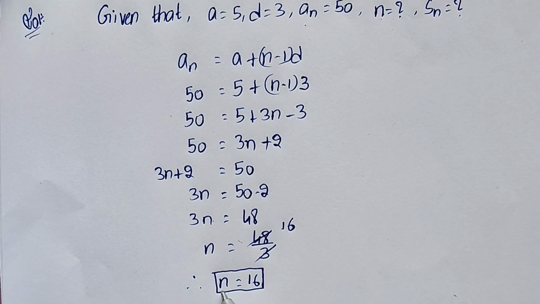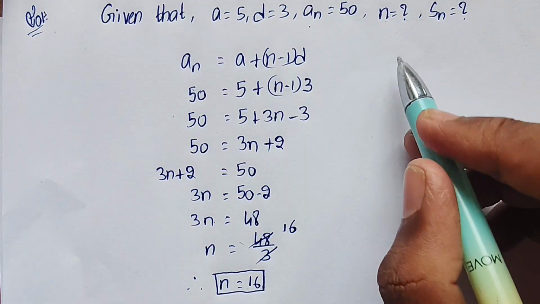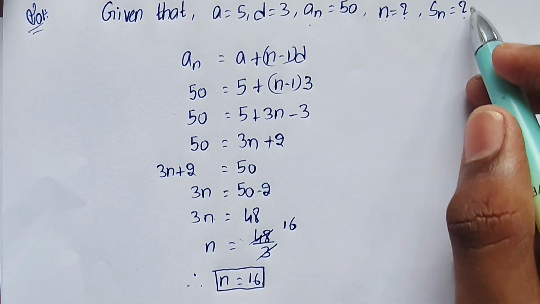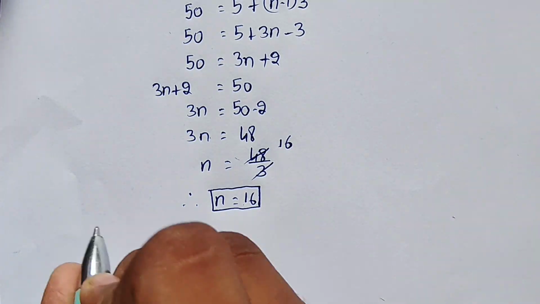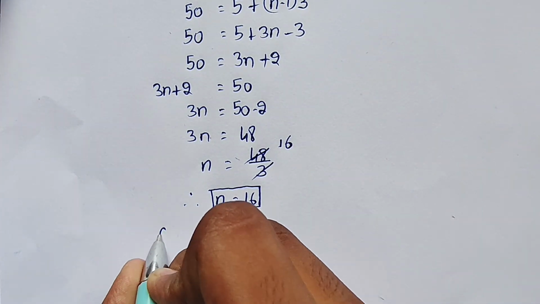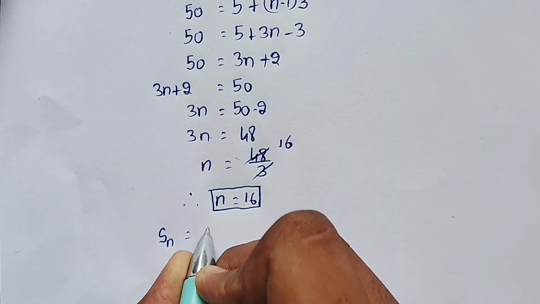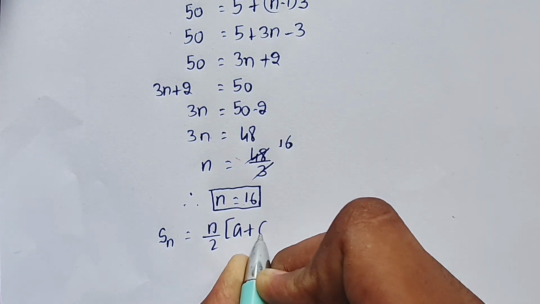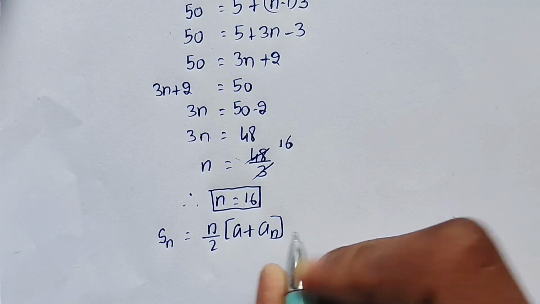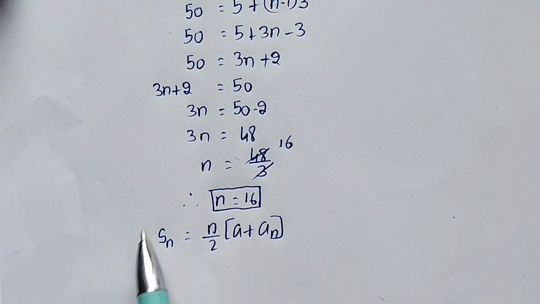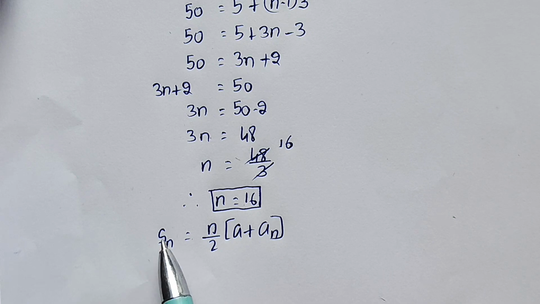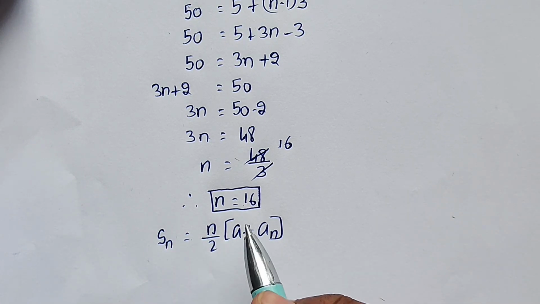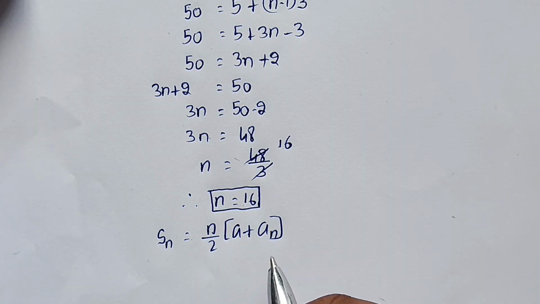After we got the value of n, what he asked in the question is to find the value of S_n, the sum of n terms. We know the formula for the sum of n terms: S_n = n/2 (a + a_n). Understand? This is also the formula for finding the sum of n terms when the first term and the last term are given.